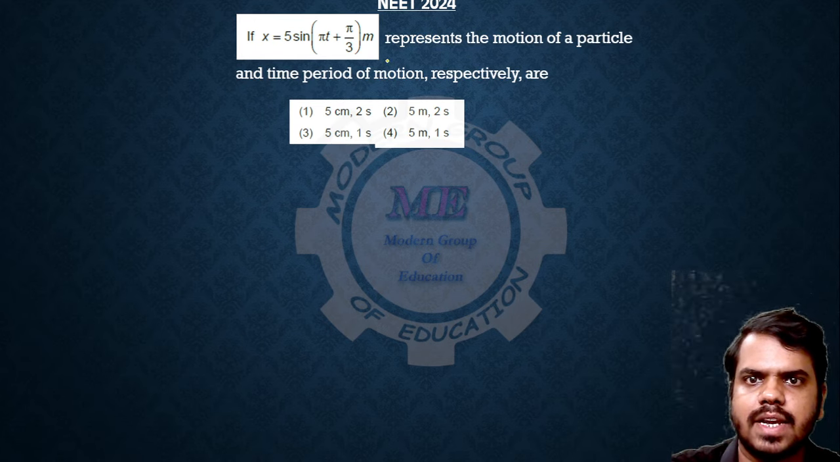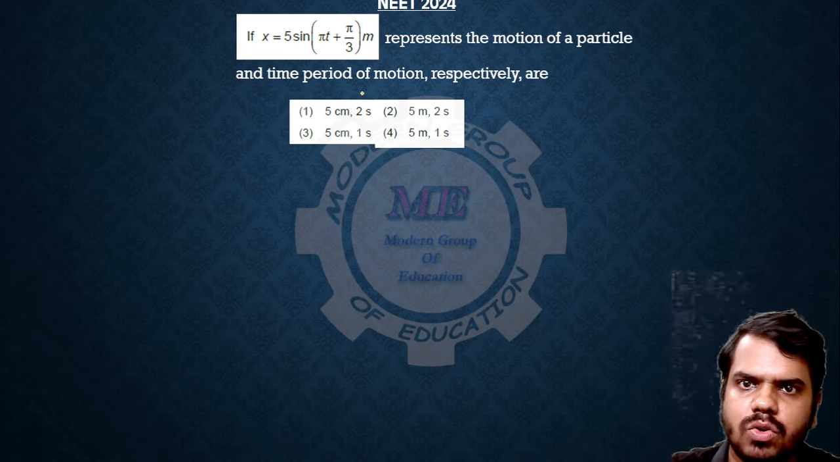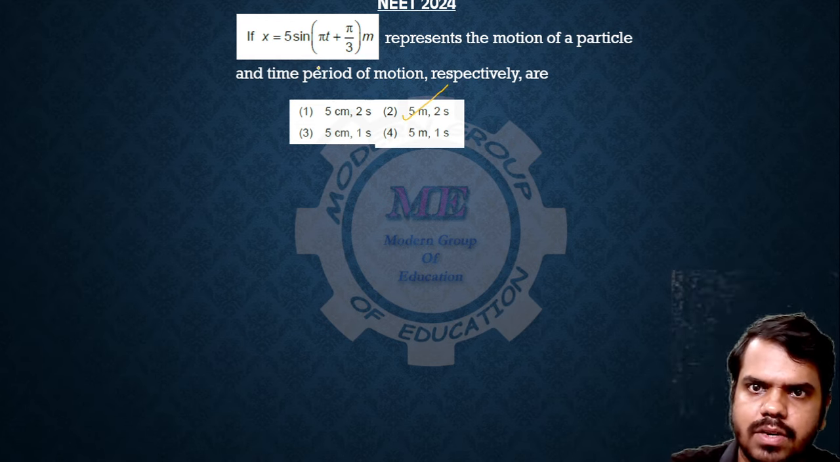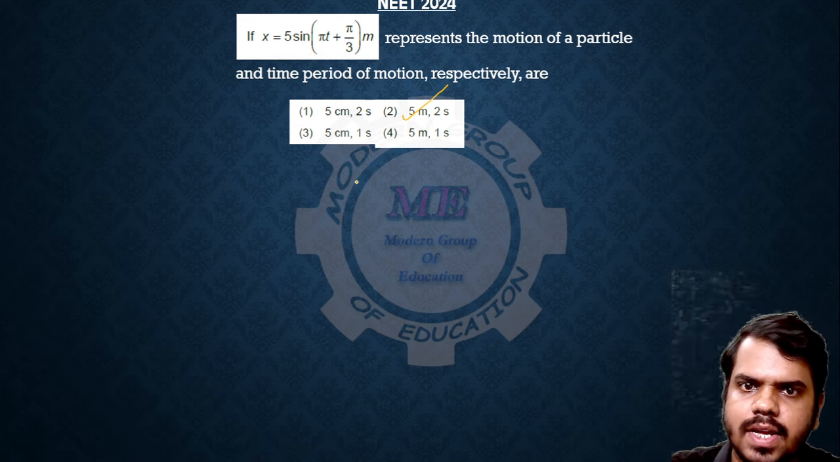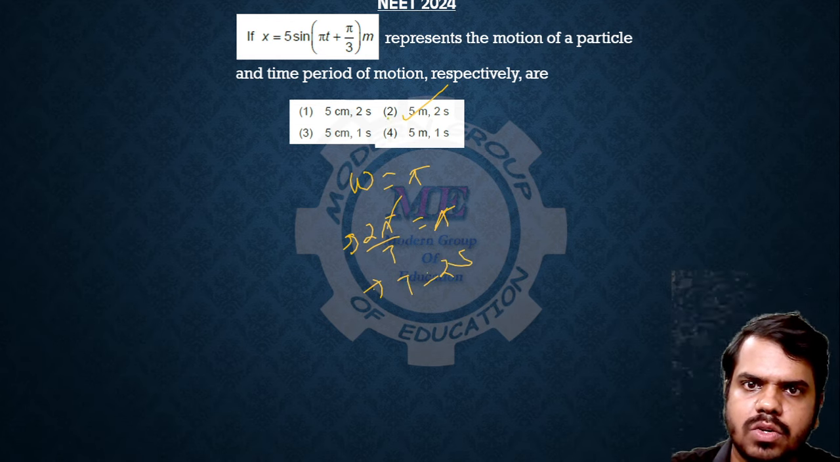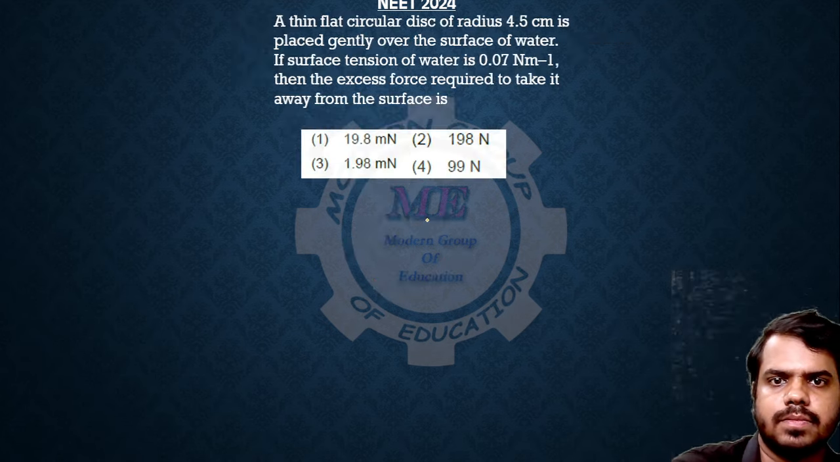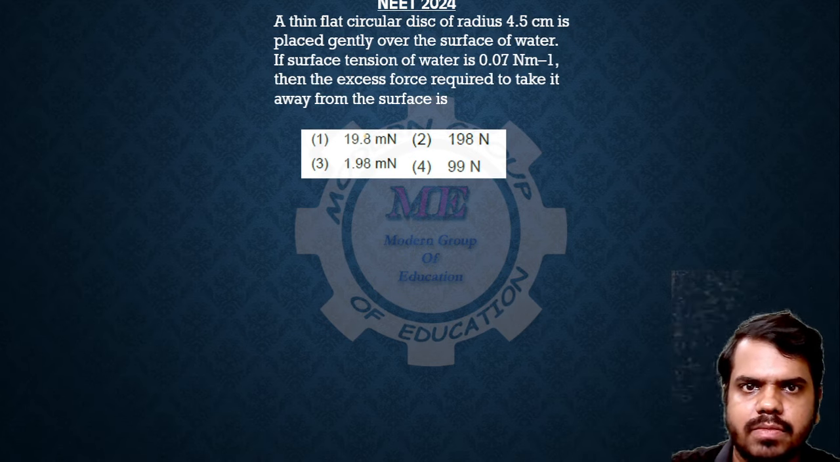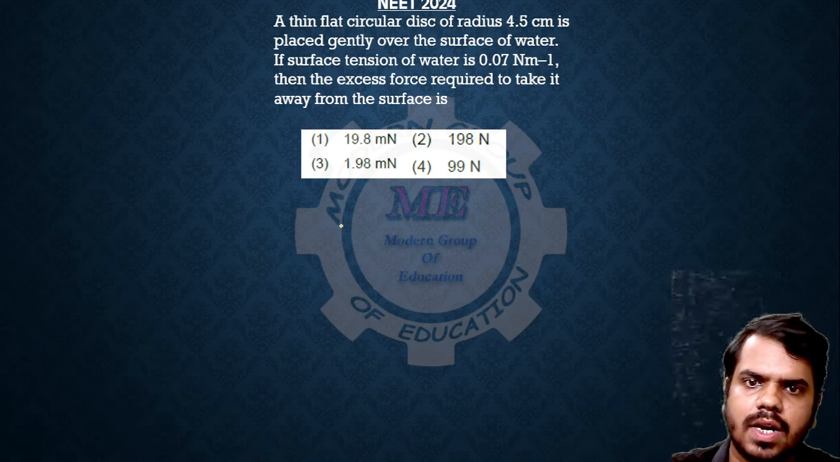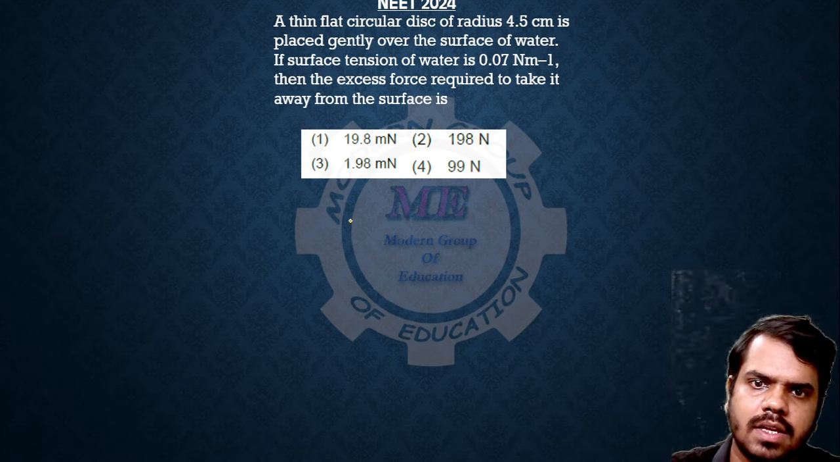If x equals a sin omega t, here 5 is the amplitude, and the time period and amplitude are asked. 5 meter is the amplitude, and omega is pi. Omega is 2 pi by T, so 2 pi by T is equal to pi, pi gets cancelled, T is equal to 2 seconds, so option 2 is correct. A thin flat circular disc of radius 4.5 cm is placed gently over the surface of water. The formula of surface tension of water is sigma, force is equal to sigma into T.